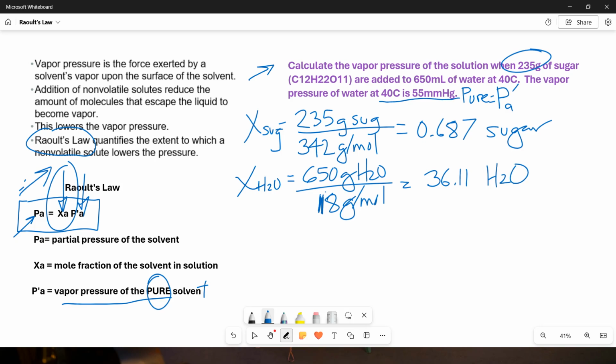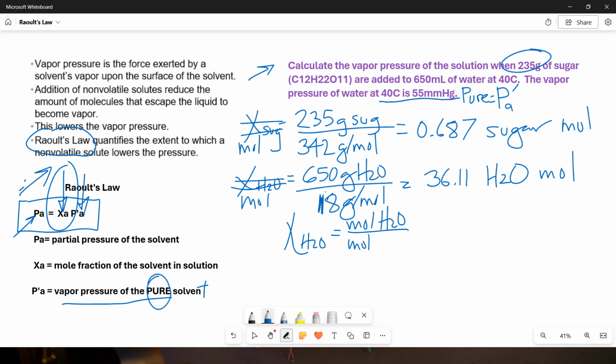Actually, I mislabeled here. These are just the moles of each. I'm sorry, I incorrectly labeled that at the beginning. Okay, now we're going to find the mole fraction. The mole fraction of water is going to be the moles of the water over the moles of the solution. So the moles of the water was the 36.11 moles of water. We're going to divide it by the solution, so we're going to have to add the solute and the solvent here.